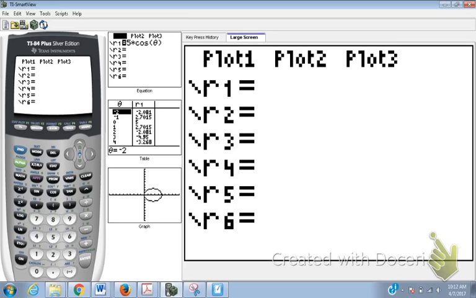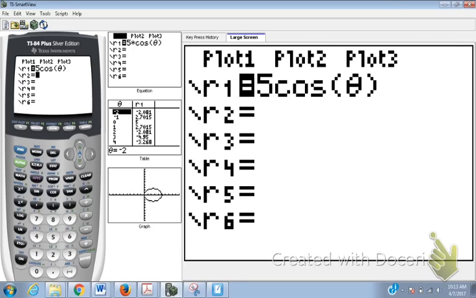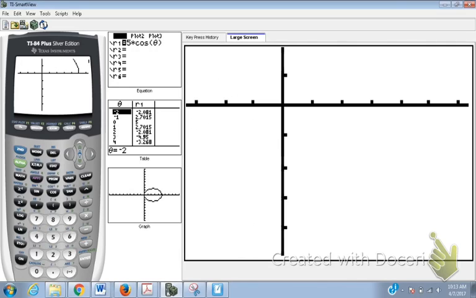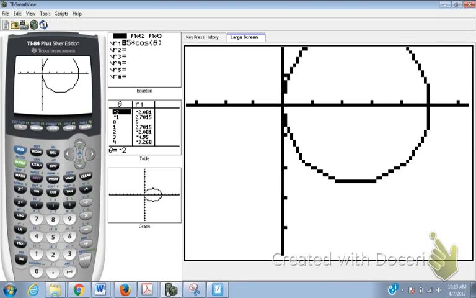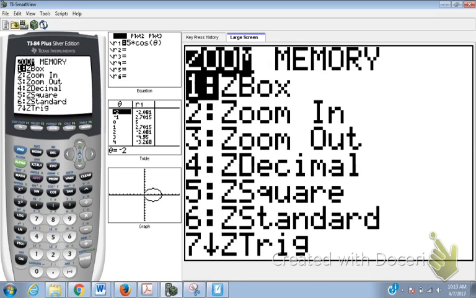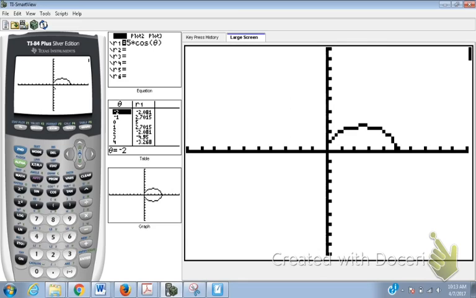What equation did I graph first? We're going to go ahead and graph just that 5 times cosine of theta. So we're going to type in 5 cosine of theta, hit enter, and hit graph. If yours doesn't graph or something weird happens, go to your zoom button and go down to standard, which is 6. You can either scroll down or hit 6.